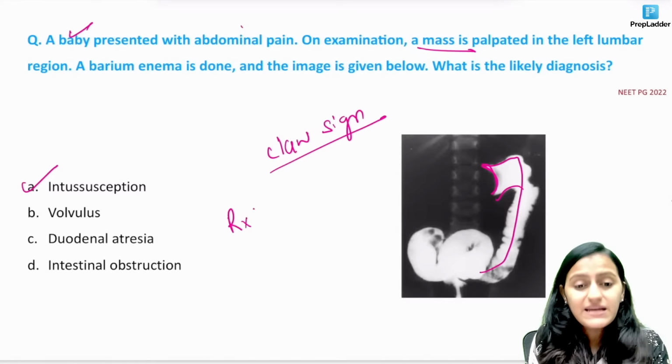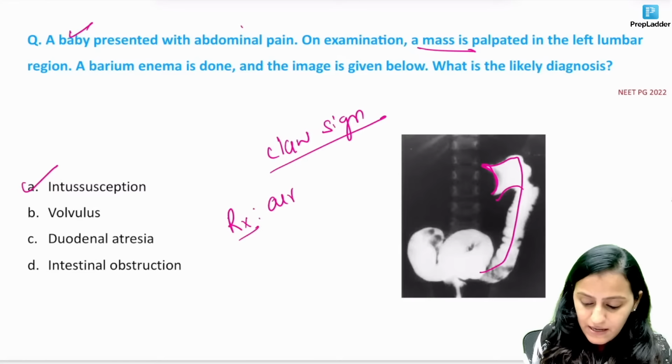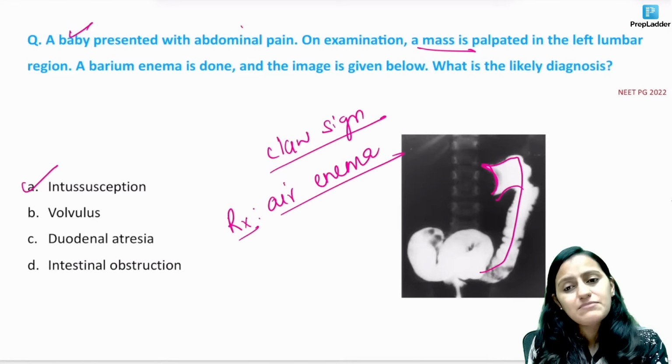What is going to be the immediate management for this? It is going to be air enema or pneumatic reduction. Basically, air enema is what is done initially, not surgery directly.